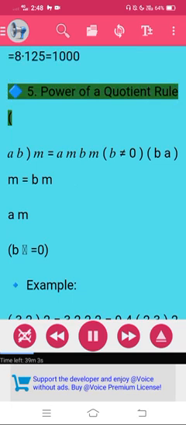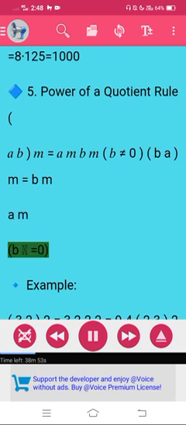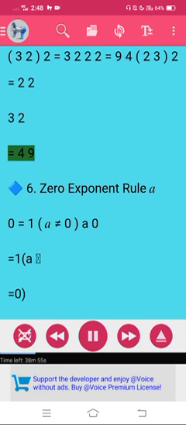5. Power of a quotient rule: (a/b)ᵐ = aᵐ/bᵐ, b ≠ 0. Example: (3/2)² = 3²/2² = 9/4.